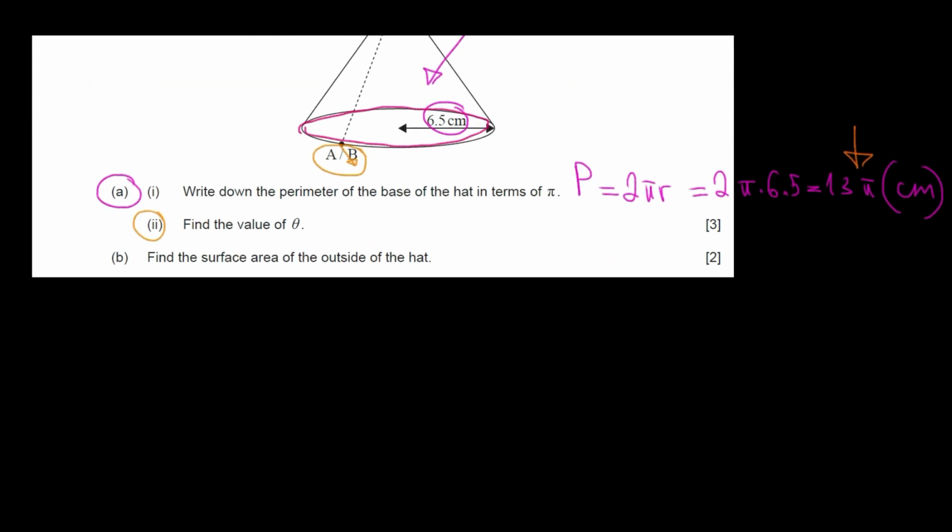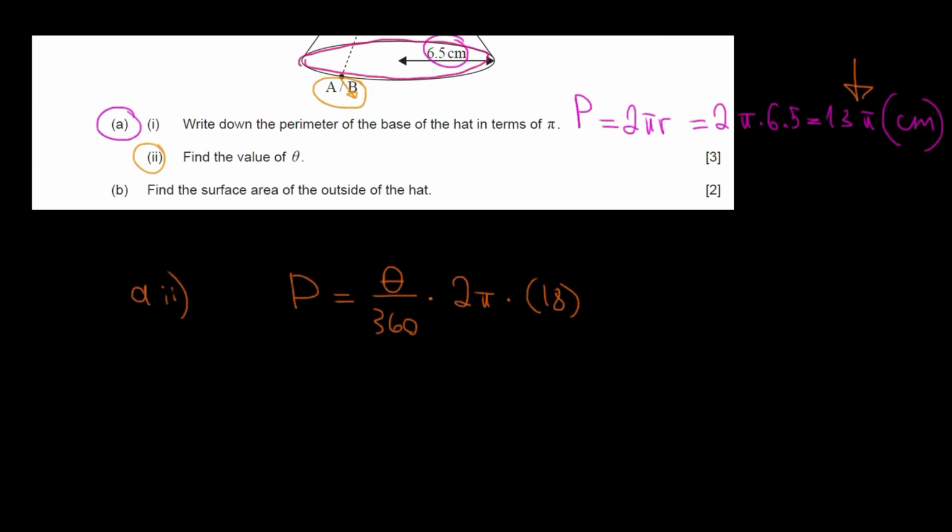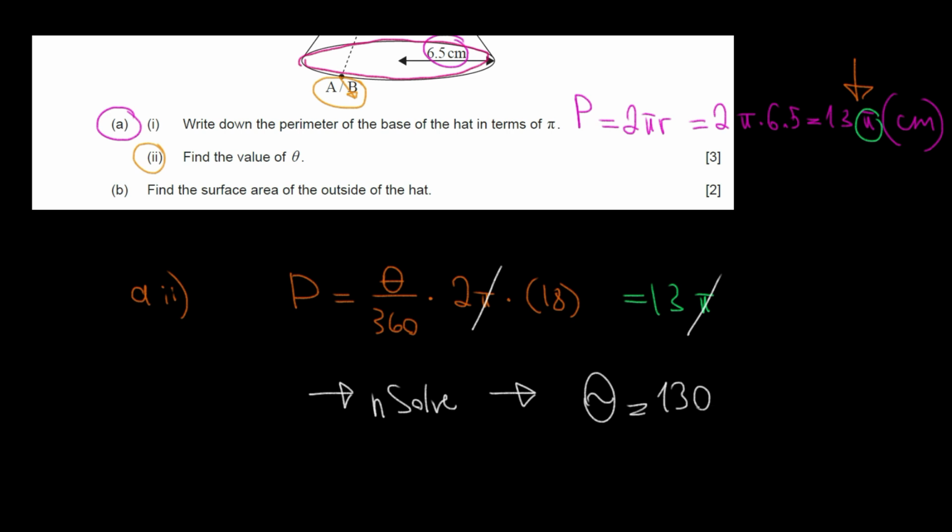So for question A II, we're going to do the following. The perimeter of the sector equals theta divided by 360 degrees times 2 pi r. So we have 2 pi times 18. We have the 18 from here. This is the radius in this case. So we do that and it must equal 13 pi, which is from here. So pi and pi cancel out, and to make things easier for yourself, just put this in numerical solve on the GDC and it's going to solve it for you. So the theta from here is going to be equal to 130 degrees. That's going to conclude part A for us, and now let's have a look at part B.